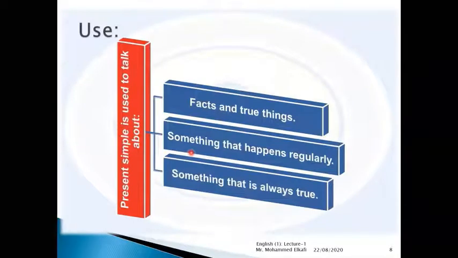So what about the usage? How to use the form? Here we use the present simple to talk about facts and true things, something that happens regularly, and also for something that is always true. So let's think of some examples for this point.